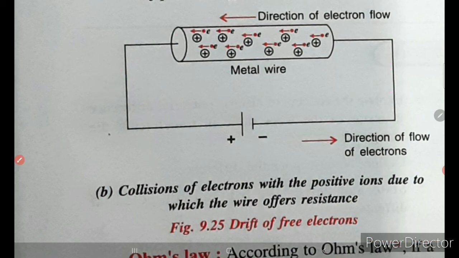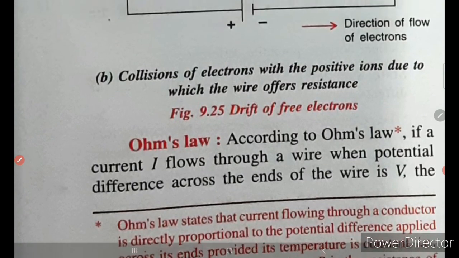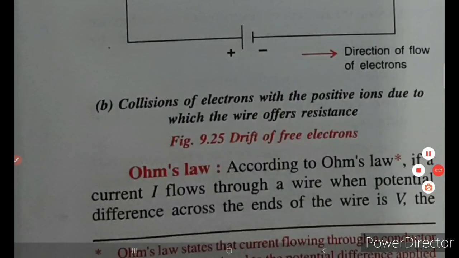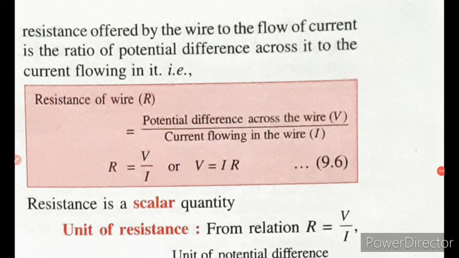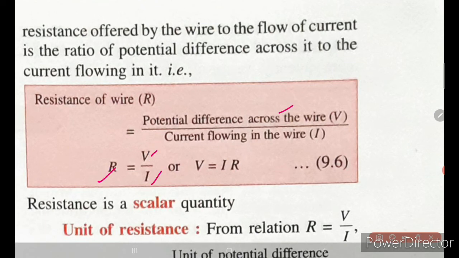Now according to Ohm's law, all these three are related. Resistance offered by the wire to the flow of electrons is the ratio of the potential difference across it to the current flowing in it. So resistance R can be written as potential difference across the wire, which was V, upon the current. Thus if we cross multiply, we get V equals I into R, and this is the mathematical form of Ohm's law. Regarding their definition etc., we shall do it in class 10 in detail.